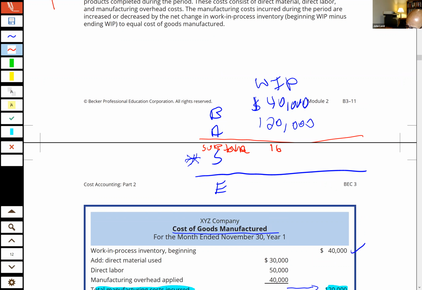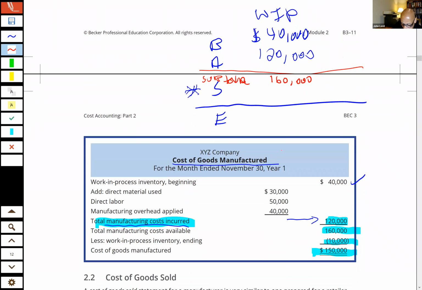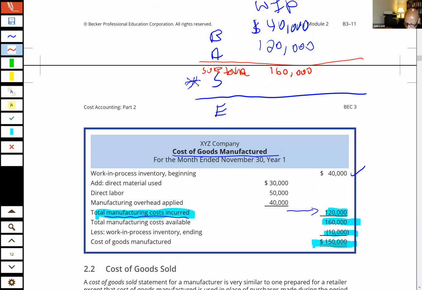And my subtotal is 160,000, isn't it? Okay, so I have 160,000. And then the problem, if it's asking me to calculate the cost of goods manufactured, then it's going to have to give me the ending inventory, isn't it? Okay, so I would say, well, the ending inventory, they tell me, and I'm just assuming in a problem, they would tell me is 10,000. Then what must have been the subtract?